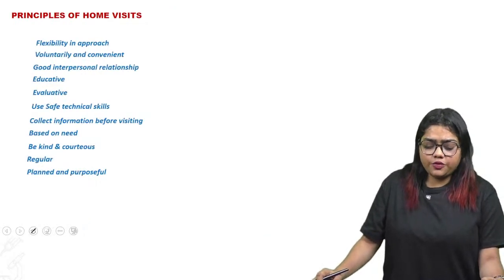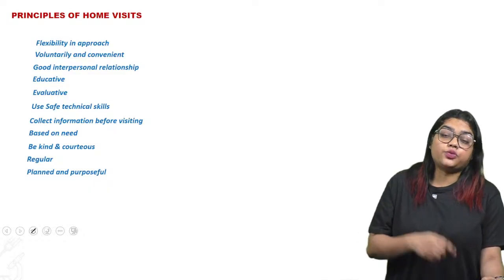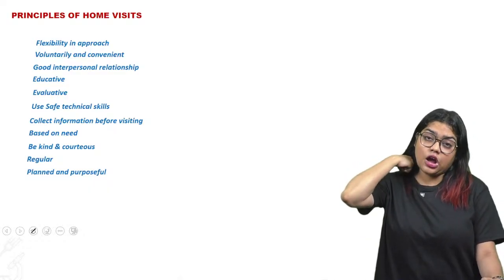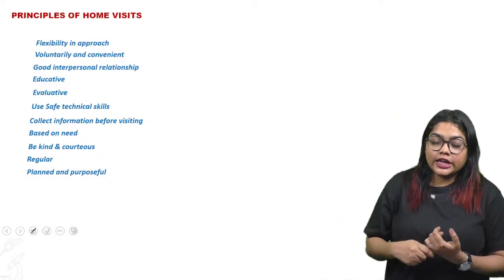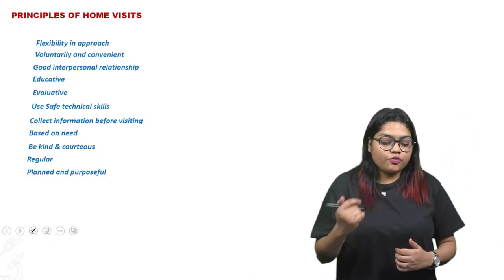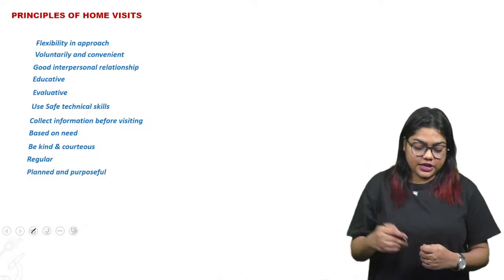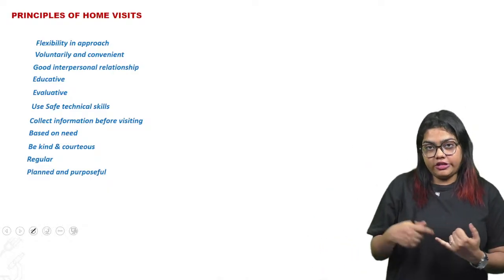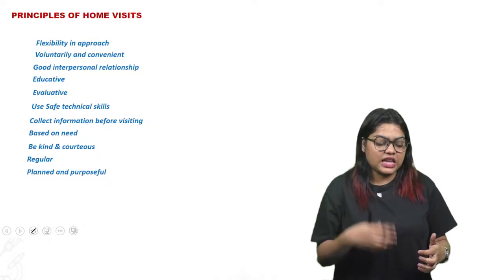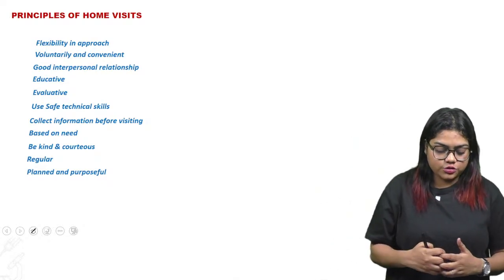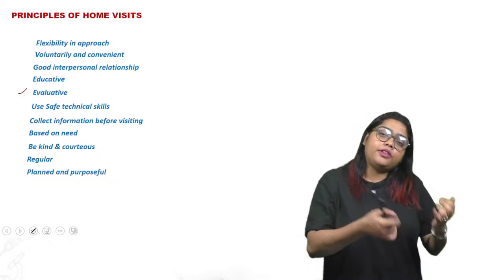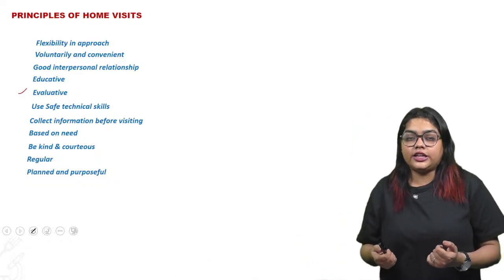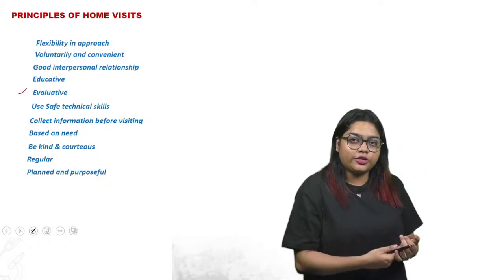Next is the principles of home visit. What are the things we should maintain while we are doing the home visit? We have to gain flexibility in approach. Voluntary and convenient is very important. Good interpersonal relationship with all the family members, and it has to be very professional also. Then educative: while giving the care, we are not only giving the care, but also educating them, giving health education.